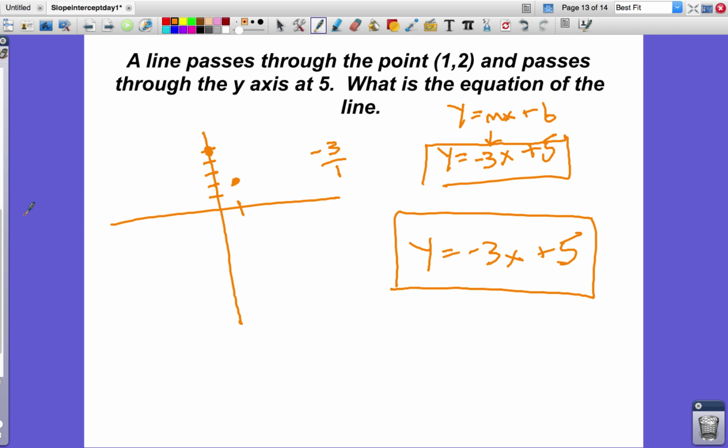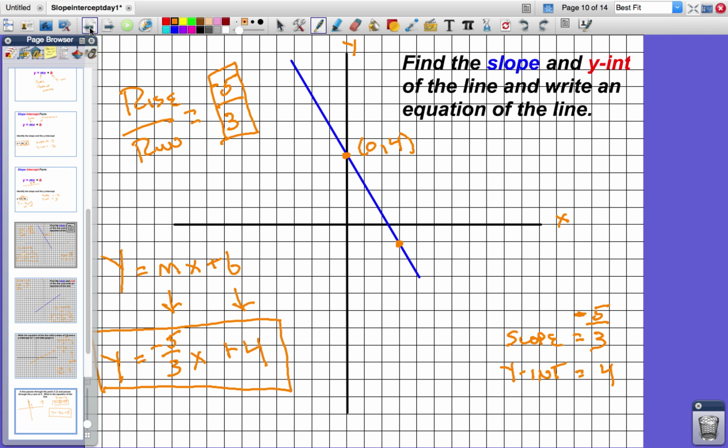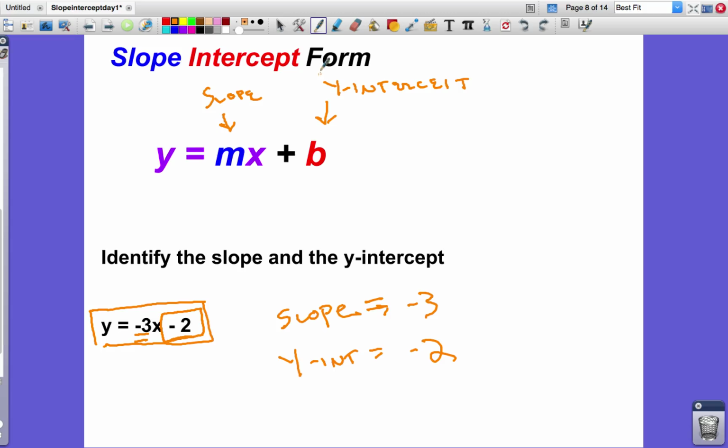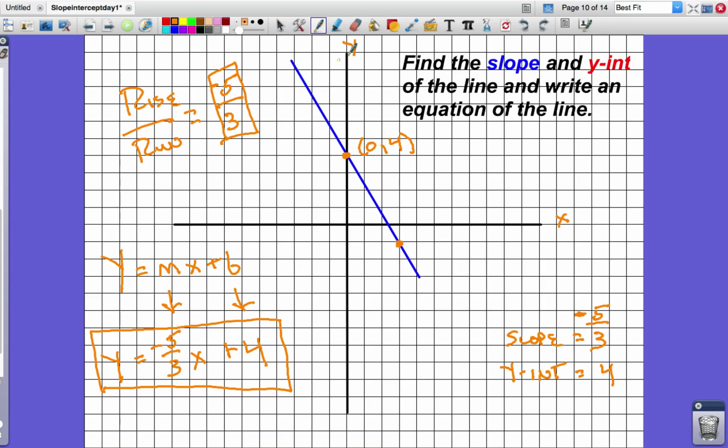Okay, so just a quick recap, and this video is just about over. The biggest thing, you guys, is slope-intercept form, y equals mx plus b. m is my slope, b is my y-intercept. The y-intercept is where the line crosses the y-axis. Here's my y-axis, so my y-intercept is here.